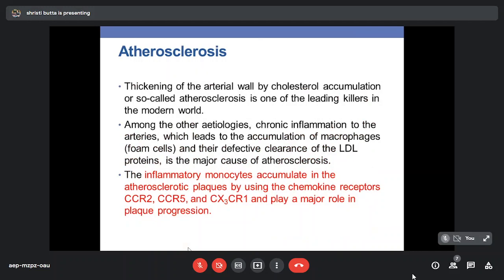Regarding atherosclerosis, we all know that the thickening of the arterial wall by the cholesterol accumulation, or the so-called atherosclerosis, is one of the leading killers in the modern world. Among the other etiologies, chronic inflammation to the arteries, which leads to the accumulation of macrophages or foam cells, and their defective clearance of the LDL protein, is the major cause of atherosclerosis. The inflammatory monocyte accumulates in the atherosclerotic plaque by using the chemokine receptors, remember the CCR receptors and the CX3CR1. That plays a very important role in plaque progression.